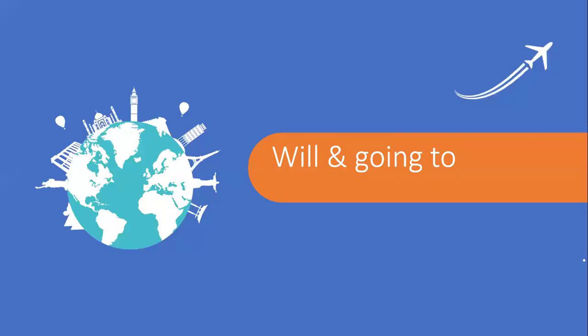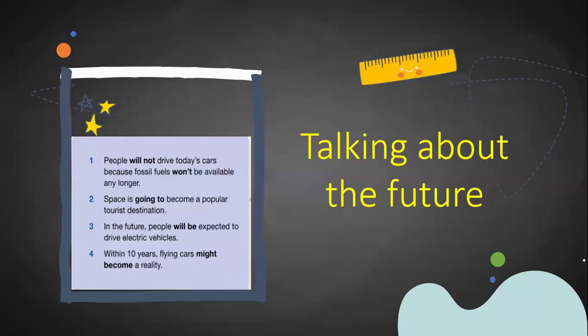Okay, now let's move to will and going to. We use will and going to talk about the future. To talk about what? The future. So let's talk about the future using will and going to.